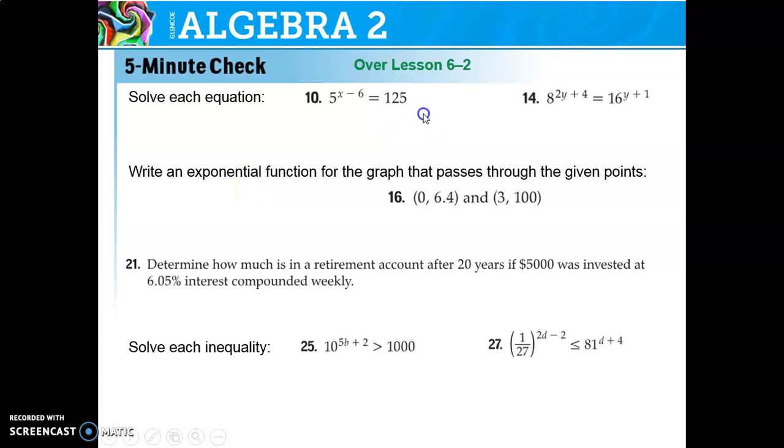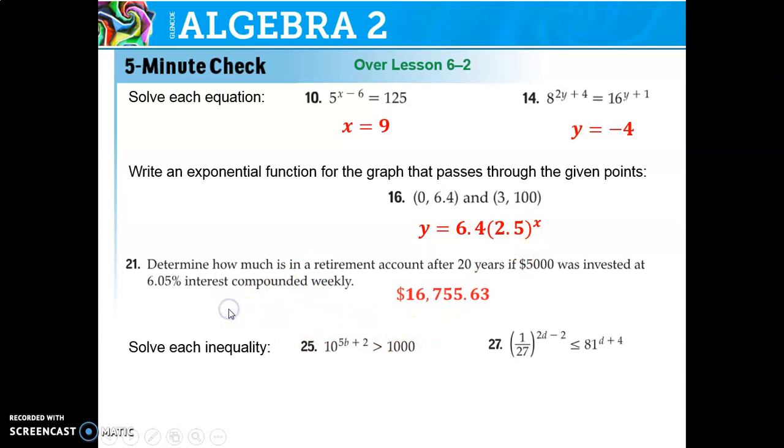Number 10, x equals 9. Number 14 here, y equals -4. Remember, changing bases. This would be 5 to the third. Here I would use 2 to the third and 2 to the fourth. Number 16 was basically on 6.1 about writing an exponential function. Initial value of 6.4, growth rate of 2.5.